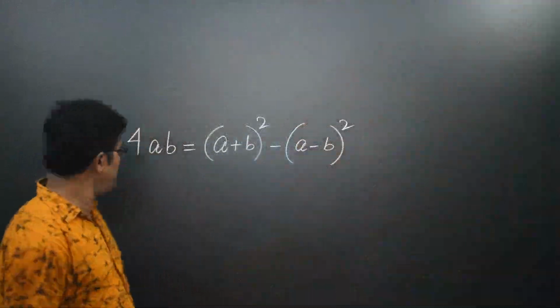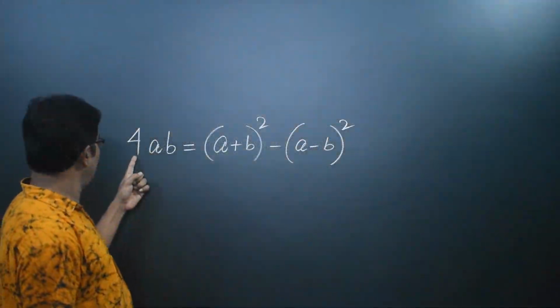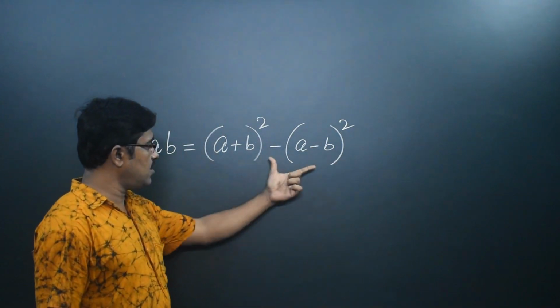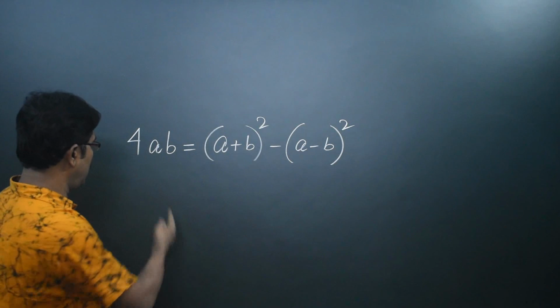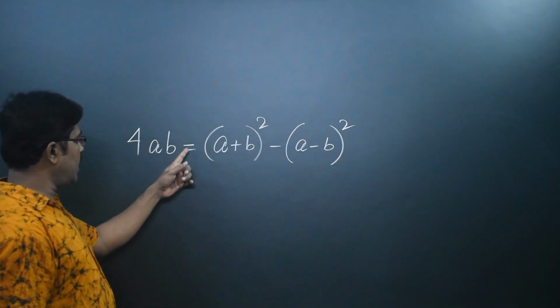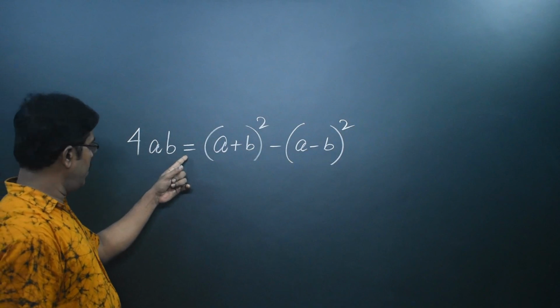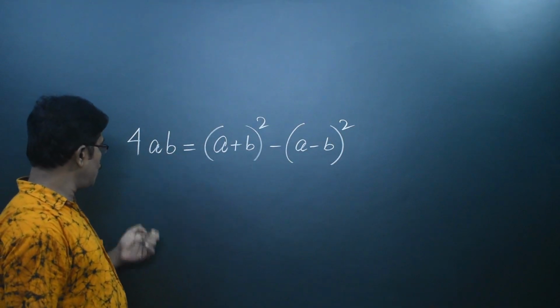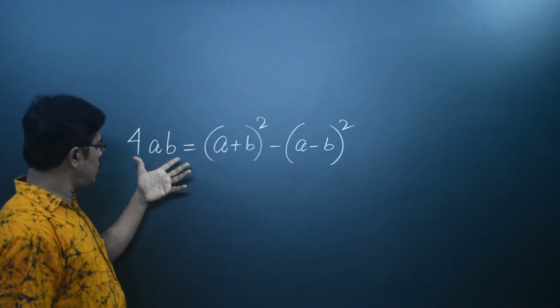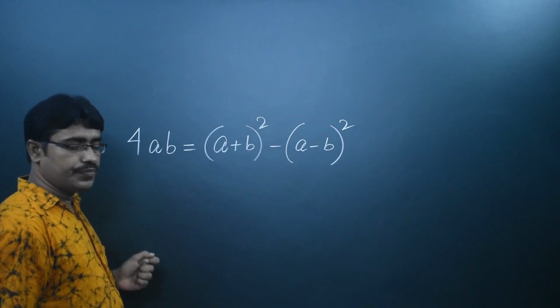We have already proved in the previous lecture that 4ab is equal to (a plus b) whole square minus (a minus b) whole square. These are two algebraic expressions with an equal sign in between them, and it is true for all values of a and b. So it is an identity.